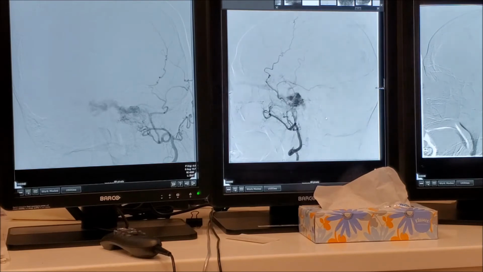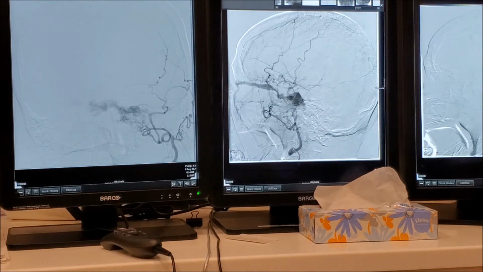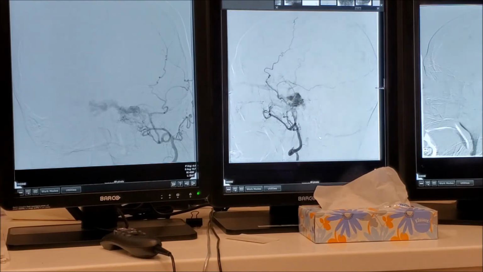We see the filling of the cavernous. Forget it, I don't want to hear that. I want to know what I'm looking at. I know the dural fistula, we already established all that. Do you know what this artery is here? Can any one of you tell me what this artery is? It's very important, as you'll see why.